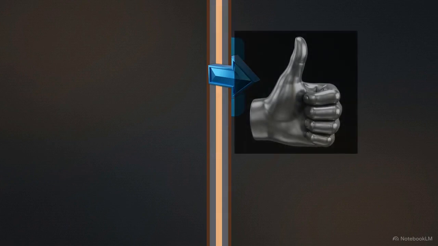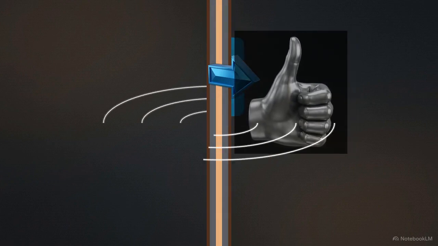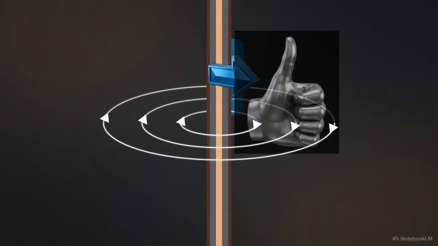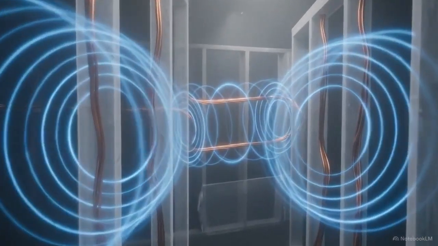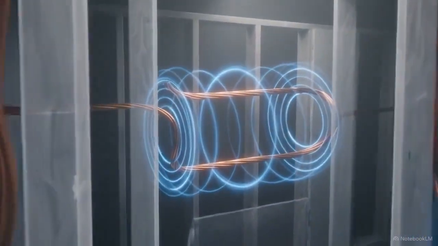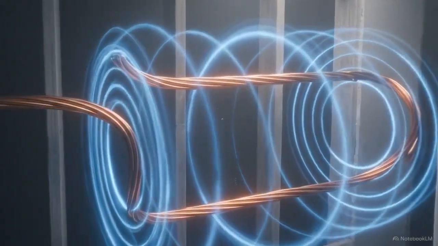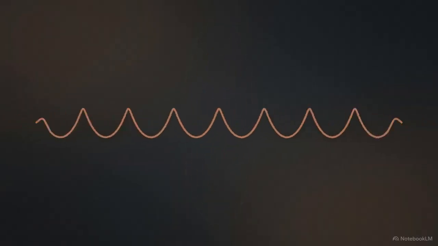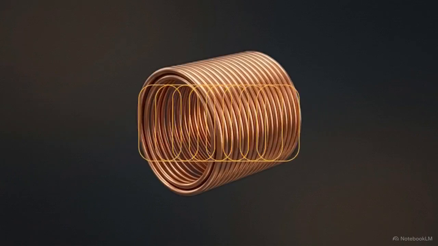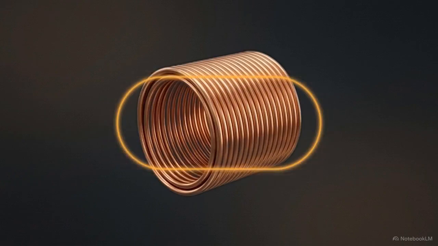If you point your right thumb in the direction of the current, your fingers will naturally curl in the direction of the magnetic field, forming a circular path perpendicular to the flow. This means we are surrounded by an invisible architecture of magnetic cylinders, layered around every live wire hidden in our walls. While the magnetic field from a single wire is weak, we can multiply its strength by winding that wire into a dense coil, or solenoid.